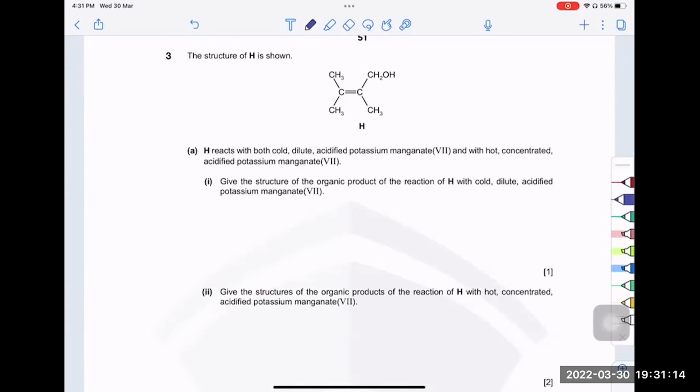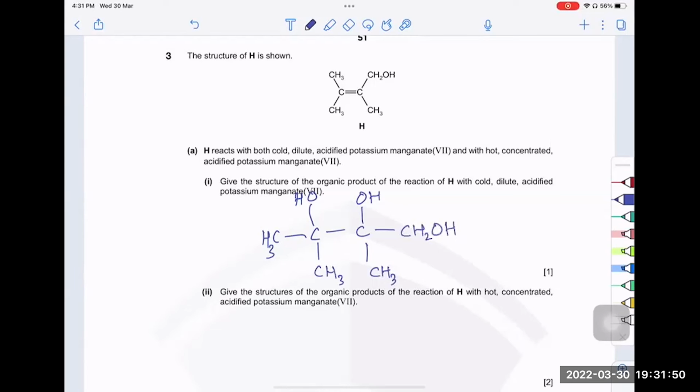But don't forget what happens to this OH. Don't forget that, because that alcohol group can also be oxidized to carboxylic acid or aldehyde, depending on what you do with it. Okay, so don't forget that part. Give the structural formula of the organic product of the reaction with cold dilute. So cold dilute doesn't do anything to the alcohol group, but it does react with the double bond. So you're going to break the double bond. Everything else remains the same. You're just going to add two things, one OH here, one OH here. Just put everything else the way it's supposed to be. So CH3, CH3, CH2OH. Okay, there you go.